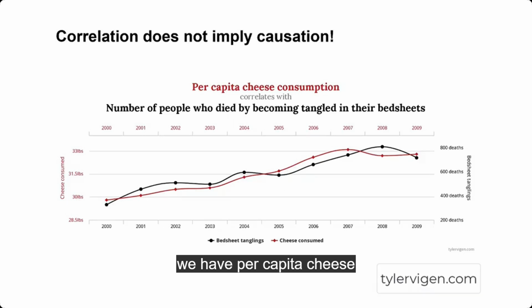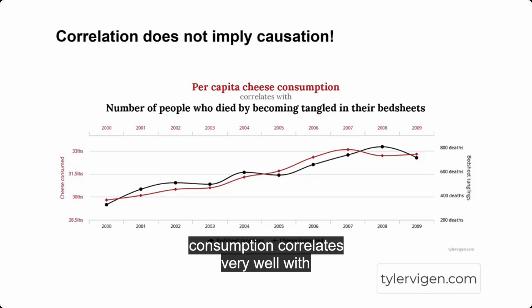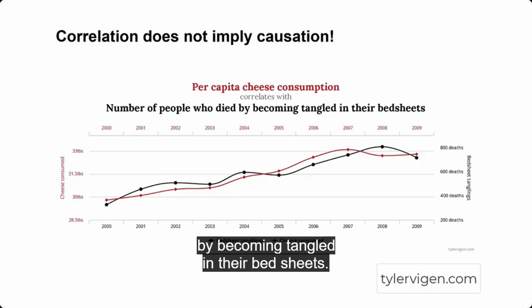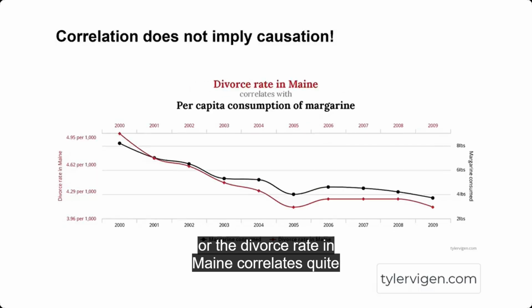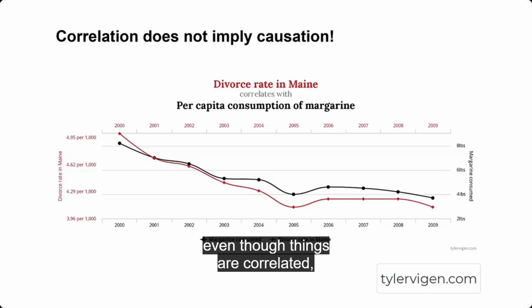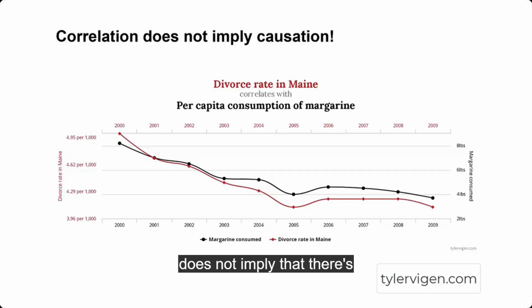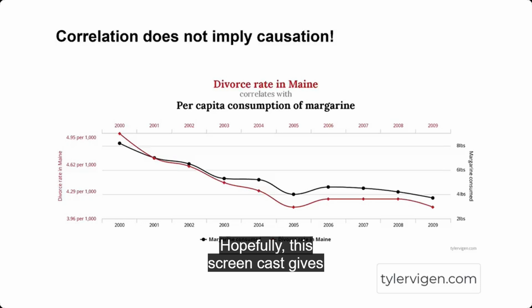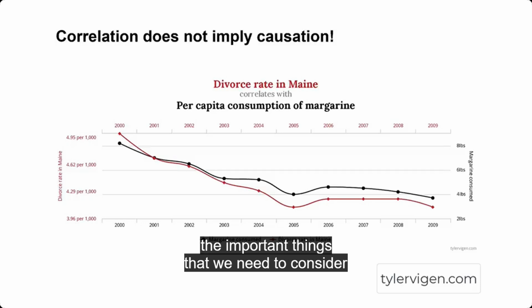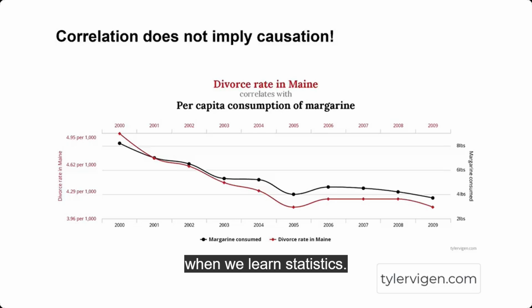We have per capita cheese consumption correlates very well with the number of people who died by becoming tangled in their bed sheets. So there's a strong correlation there. Or the divorce rate in Maine correlates quite strongly with the per capita consumption of margarine. You got to be really careful. Even though things are correlated, does not imply that there's a cause and effect relationship. So hopefully this screencast gives you kind of an introduction to some of the important things that we need to consider when we learn statistics.